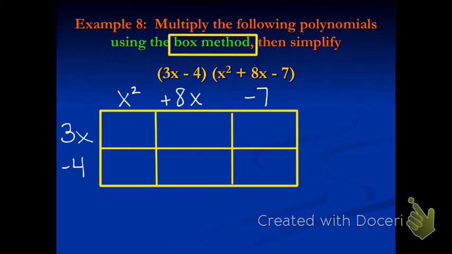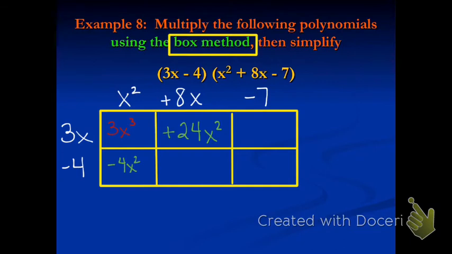So 3x times x squared is going to be 3x to the third power. Then we're going to do a negative 4 times our x squared and put that answer in the bottom left box, and that would be a negative 4x squared. Then in the top middle box, we multiply 3x times 8x, and you would get plus 24x squared. Notice that in each box, I'm writing the sign, whether it's a plus or a minus sign. That's really important, and it'll help you later on not to get confused.